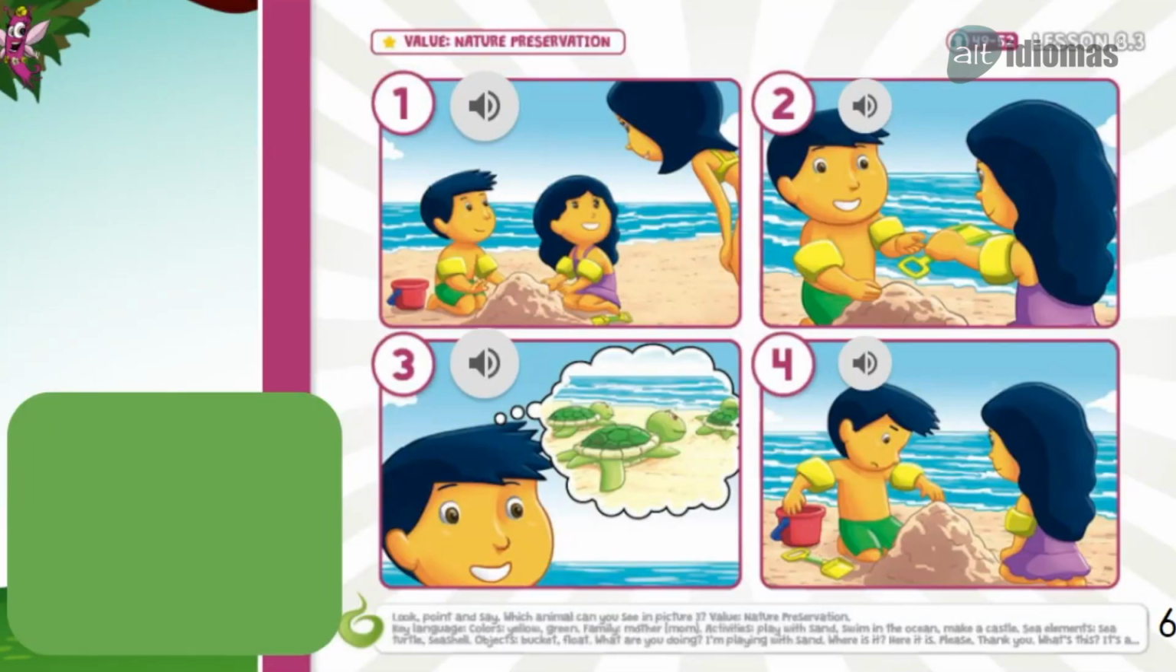Track 49, Lesson 8.3. Listen and point. Which animal can you see in picture 3? Number 1. Can I help you with your sand castle? Yes, you can, Mom. We need some more seashells, please. And where's my turtle mold, Mom? Here it is. Thank you.